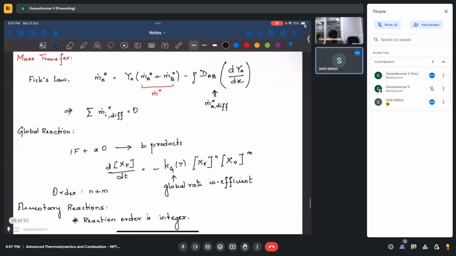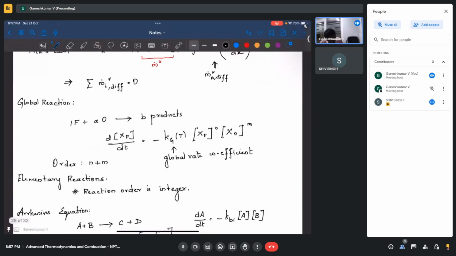Basically, you can write this global reaction like this: fuel and oxidizer gives products, and the rate, how much time it will take to react, is what is interesting, right? So in a CI engine, within that quarter of the stroke, you have to combust all the reactants.